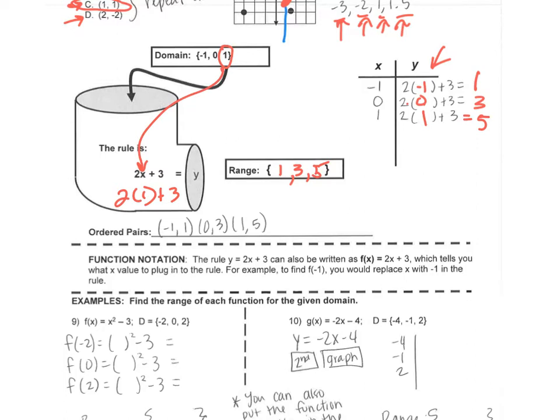So my domain was negative 1, 0, and 1, and my range was 1, 3, and 5. Now, when I put in the negative 1, I got out this 1. So that's my coordinates. That's my x and y value. When I put in the 0, I got out this 3. And when I put in the 1, the 5 came out of the function.